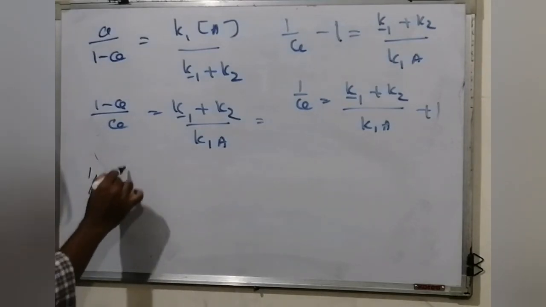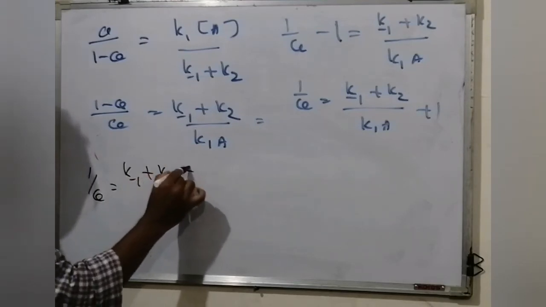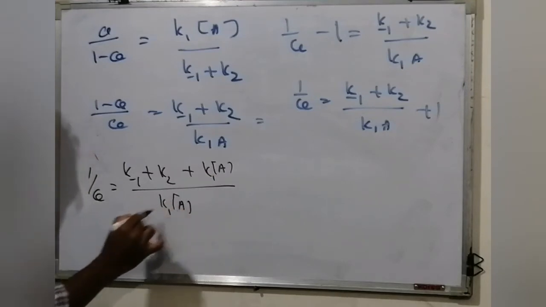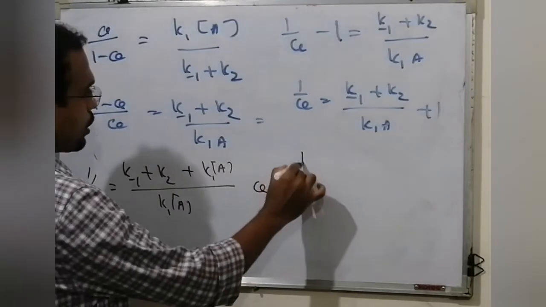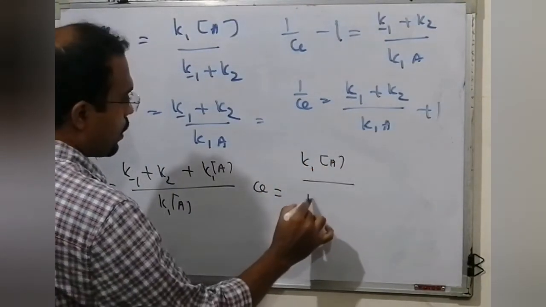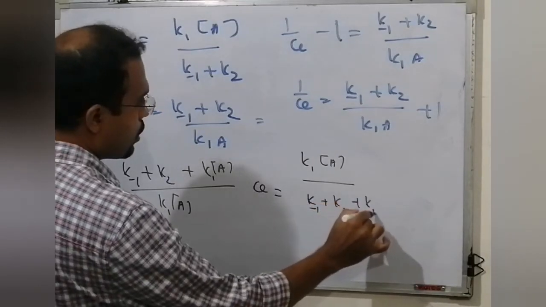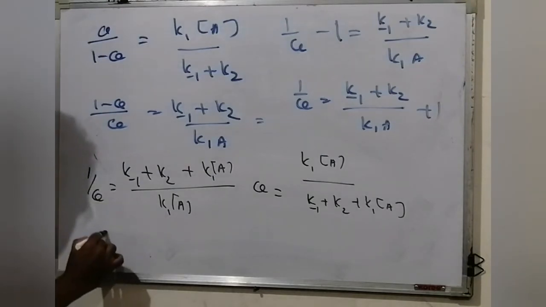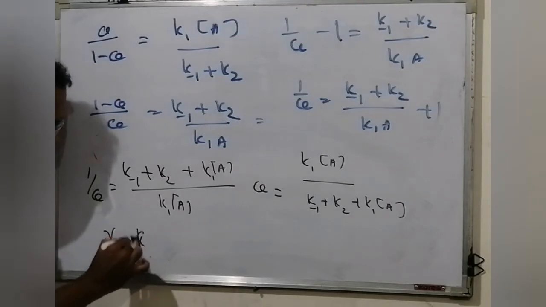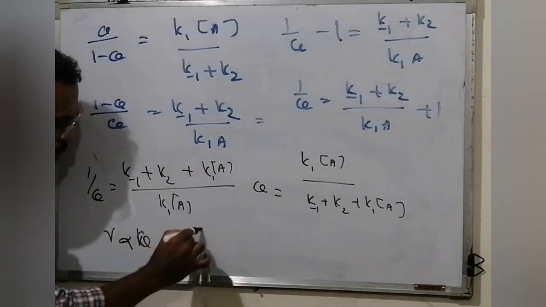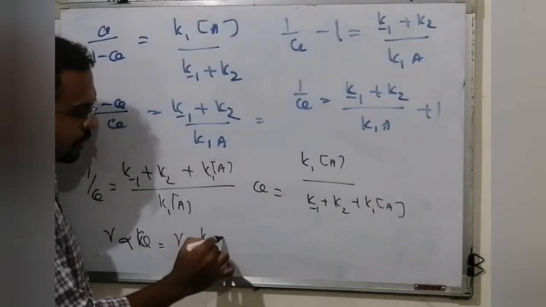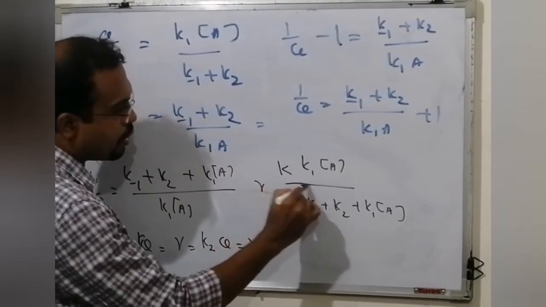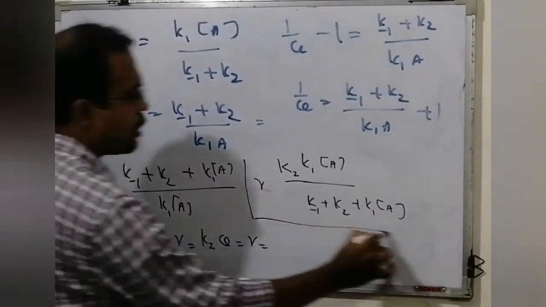One by theta is equal to K minus 1 plus K2 plus K1 A, all divided by K1 A. Or theta is equal to K1 A all divided by K minus 1 plus K2 plus K1 A. This is theta. Therefore, the rate is directly proportional to theta, so rate is equal to K2 into theta, that is, K1 K2 A into this. This is the rate equation.